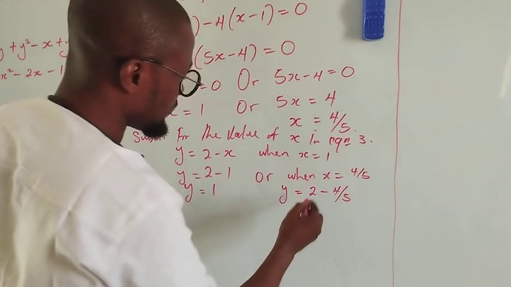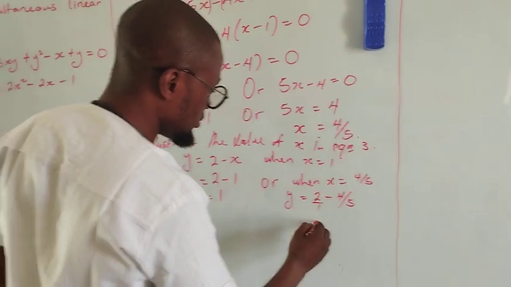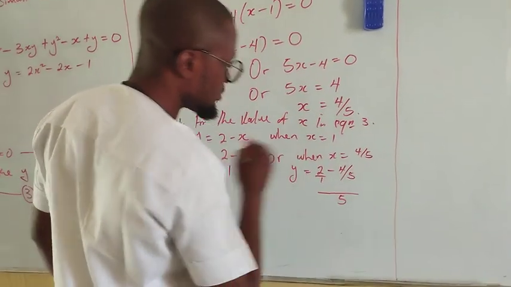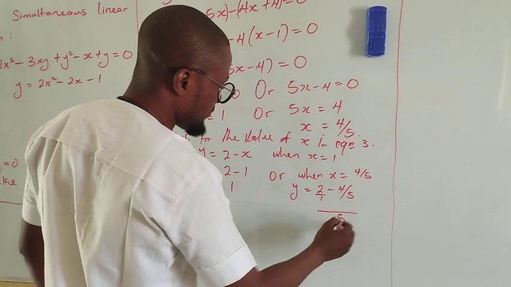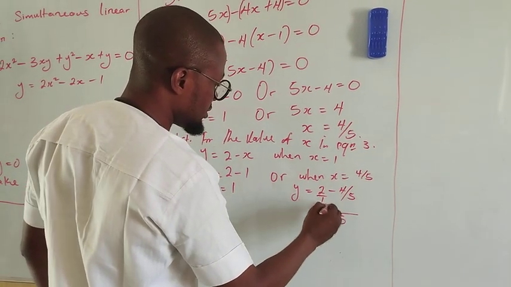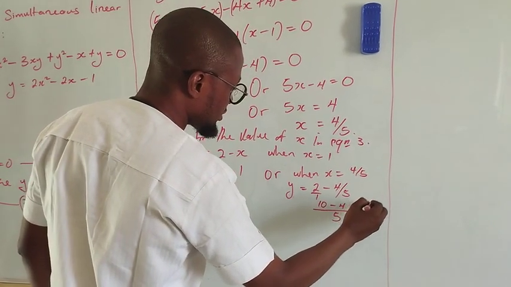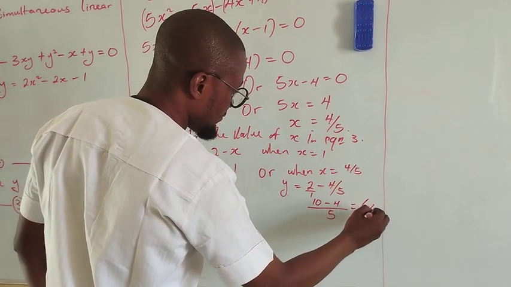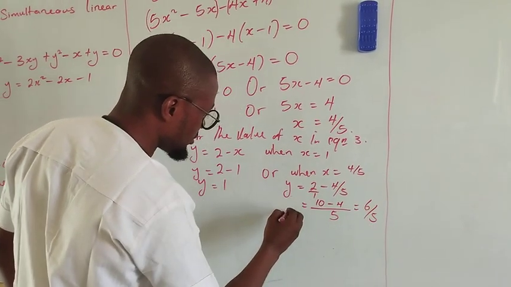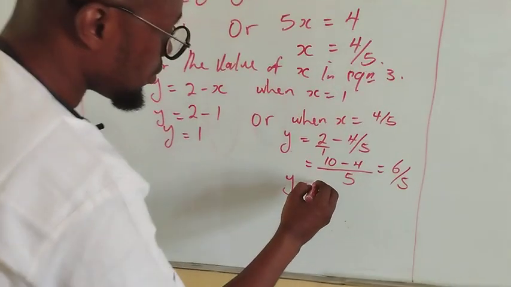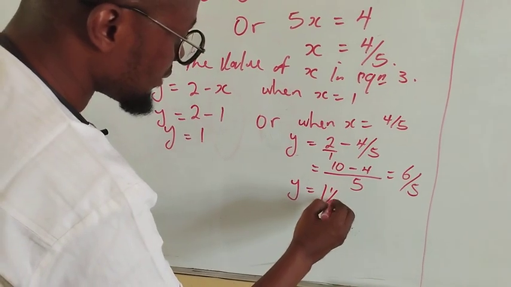Now, for those of us that have forgotten, we can simply say this is over 1. We'll find the LCM. Then 1 in 5 is 5. 5 times this is 10. Minus, 5 in 5 is 1. 1 times this is 4. We have 6 divided by 5. So therefore, we can say that y is one whole number 1 over 5.